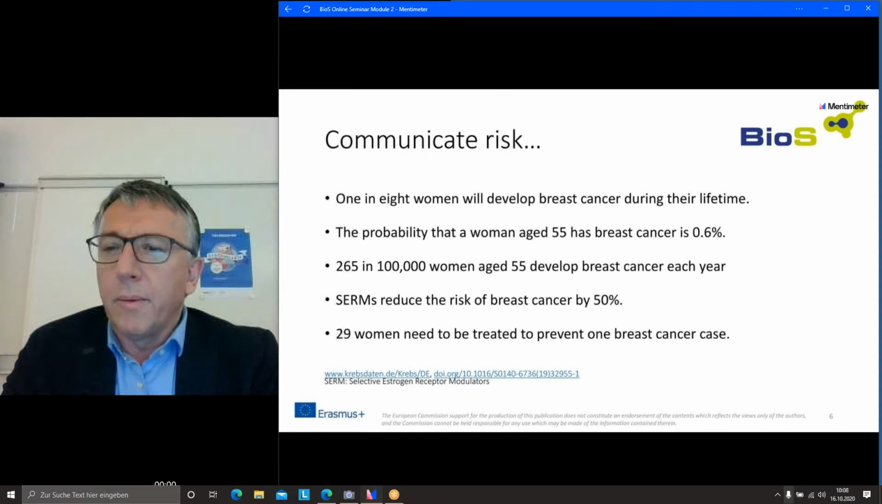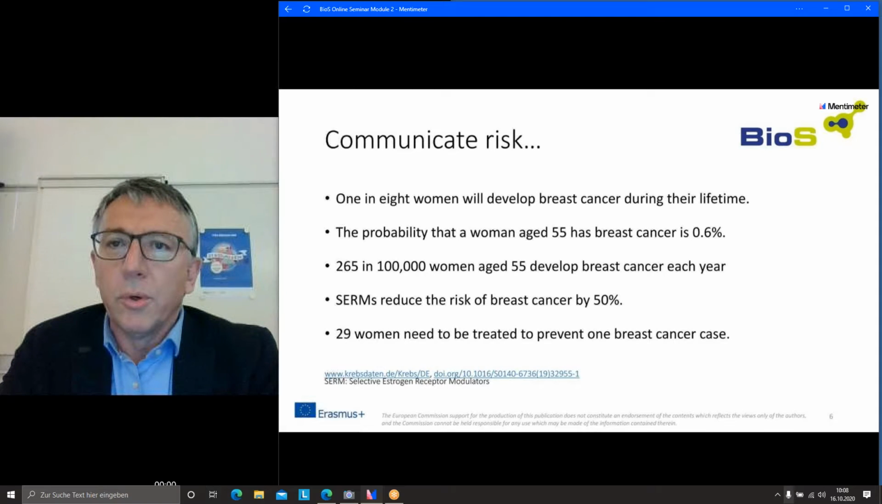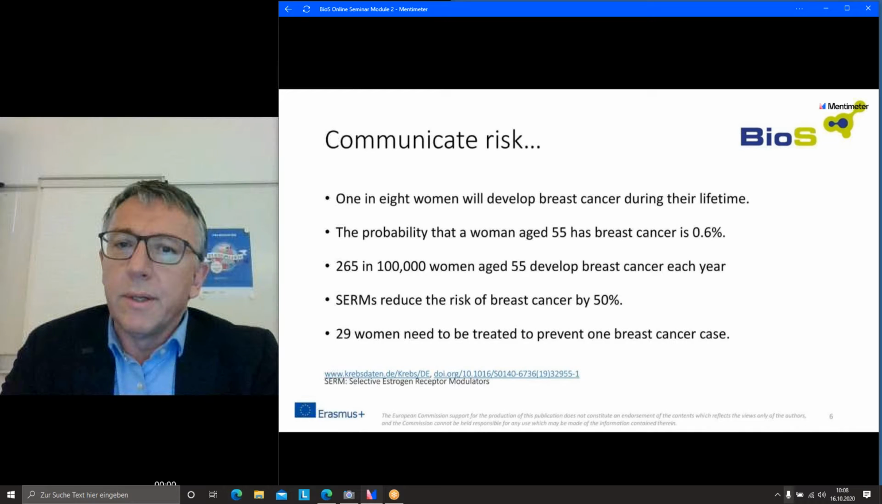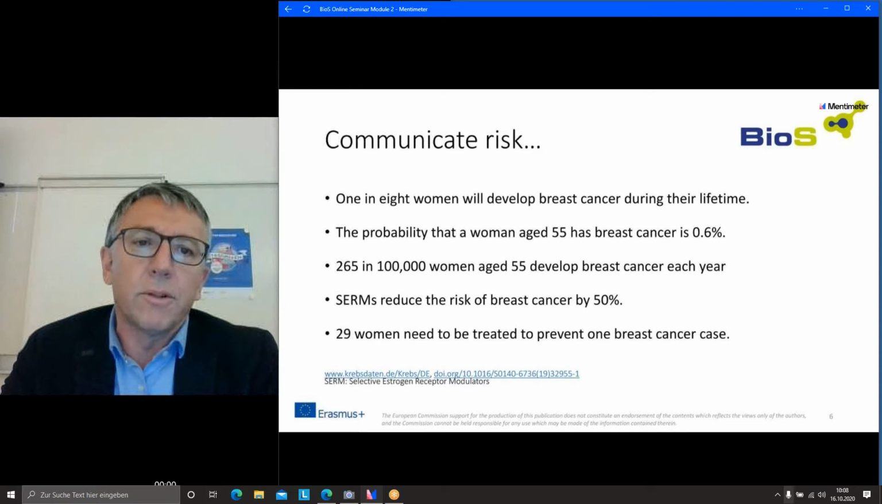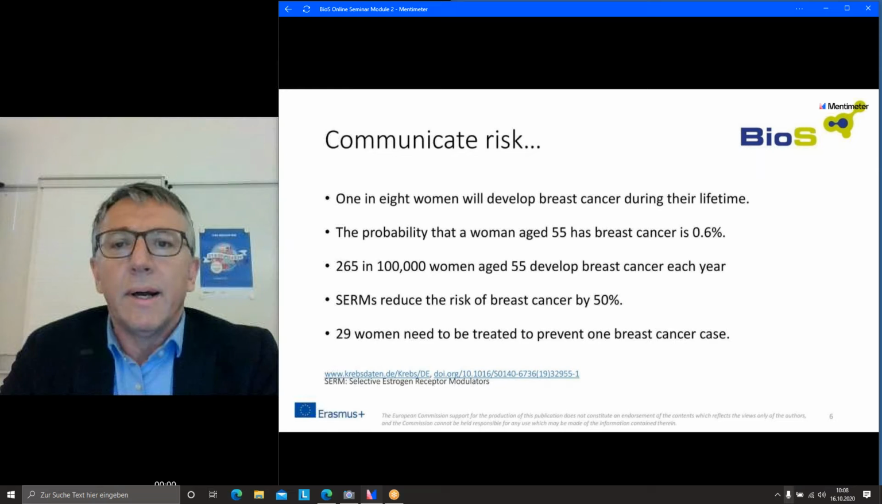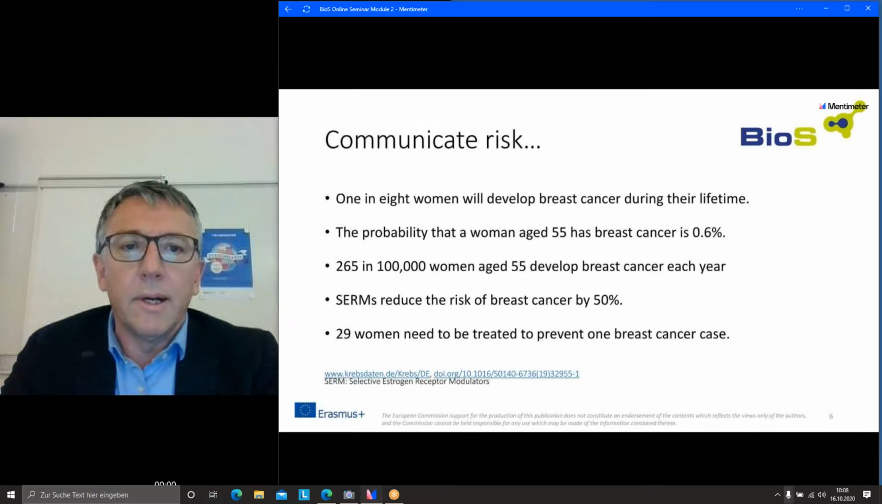A lot of information in these case control or cohort studies is associated with risk. And the word risk is sometimes difficult or not clearly described. So risk can be interpreted and communicated in different ways. I'll give you just a few examples about breast cancer. You can say 1 in 8 women will develop breast cancer during their lifetime. So this would be the lifetime incidence of this type of cancer.